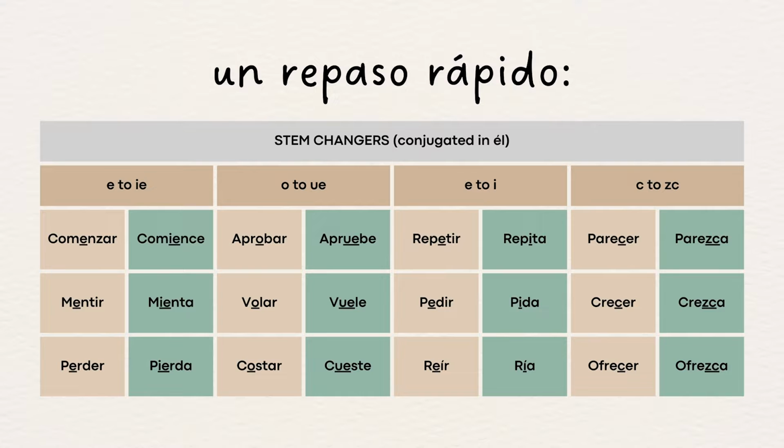So those are stem changers that you should be aware of if you're going to be conjugating in the irregular. E goes to IE, O goes to UE, E goes to I, and C goes to ZC. It's not for every single verb, but the majority of them it is.